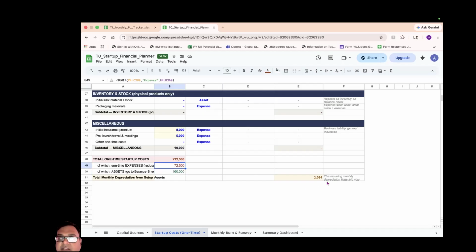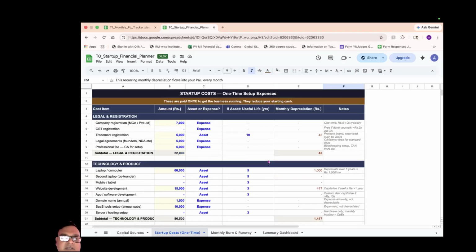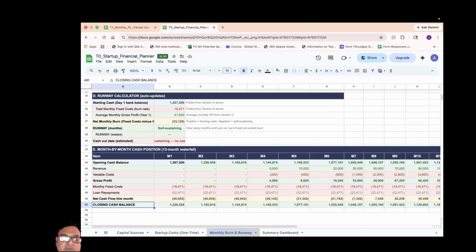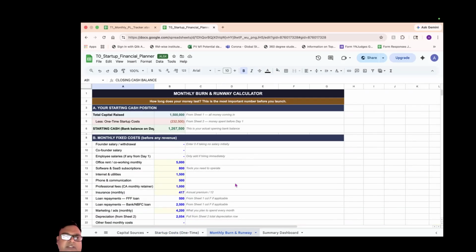Okay, now 2,054 is the depreciation value. This recurring monthly depreciation flows into your P&L every month. So hope this is clear. We'll move on to the monthly burn and runway. This is also important.